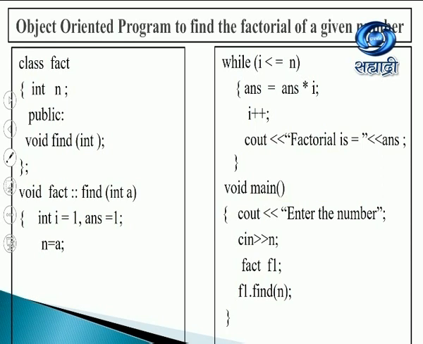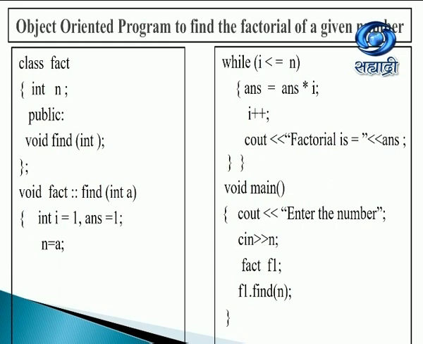Then I have this member function, void find. Then I write the function outside. So the return type is void, find is the function name, and the scope resolution operator tells me that the scope of this find function is in the fact class. While i is less than or equal to n, answer is equal to answer into i. So I will start with 1, answer is also 1, and I will move from 1 to 2 to 3 to 4. Let us say we are trying to find the factorial of 4. So we'll have 1 into 2 into 3 into 4 as the factorial.